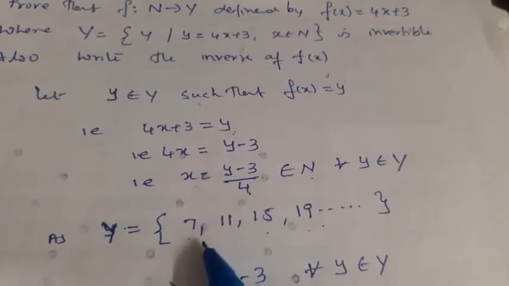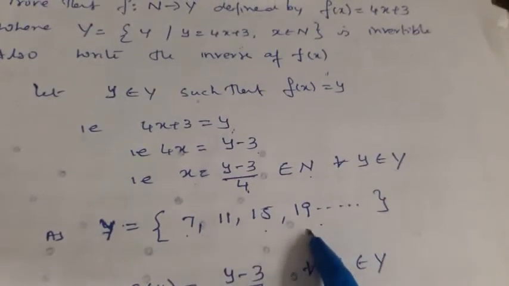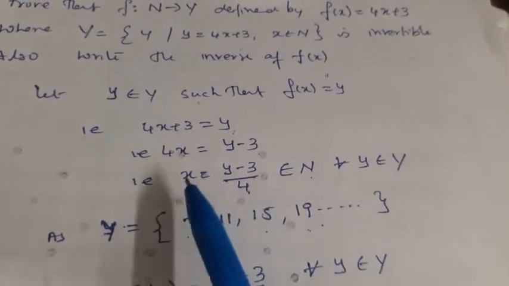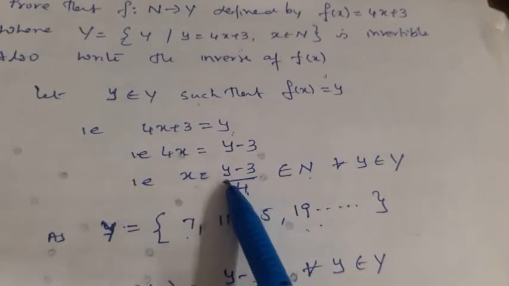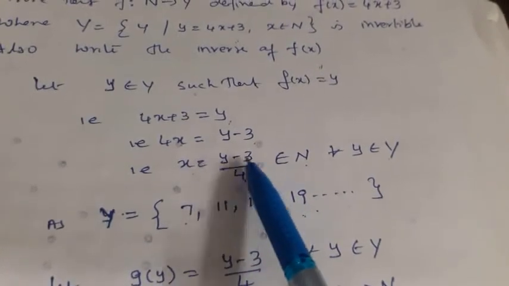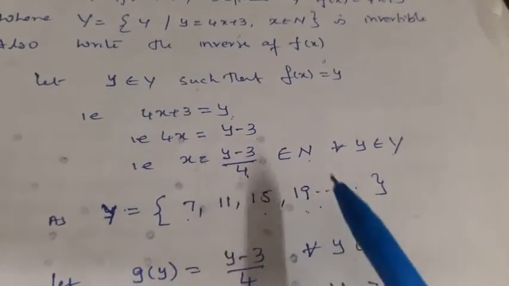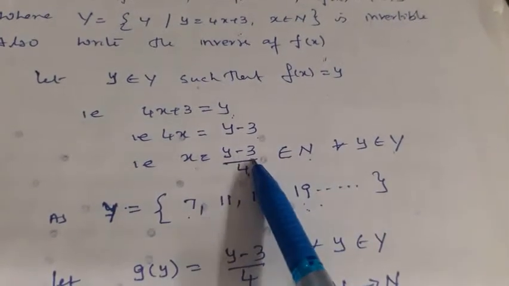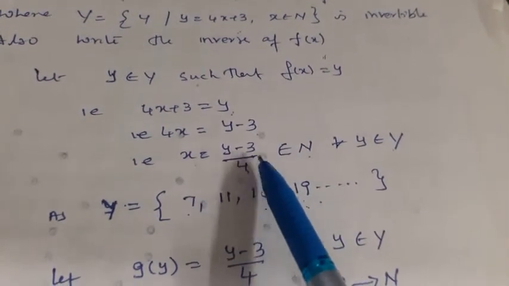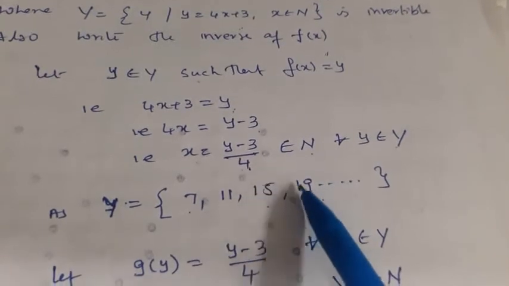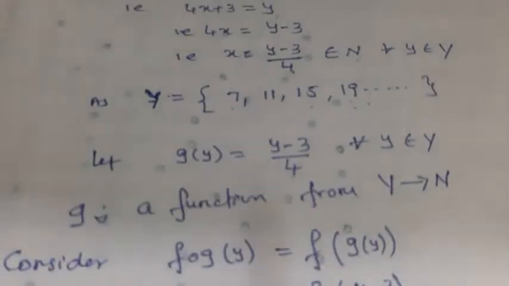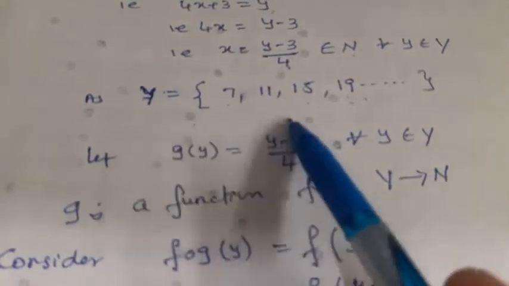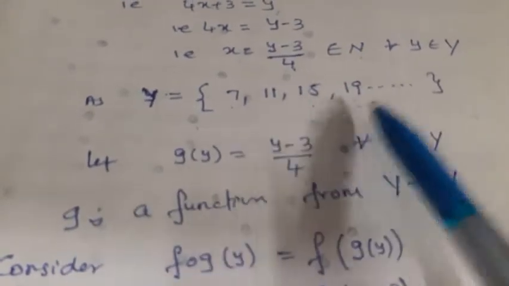And for all the elements in this, it is possible to get the value of x using this formula, which is a natural number. For example, if you put y is equal to 7, 7 minus 3 is 4, 4 by 4 is equal to 1. And if you put y is equal to 19, 19 minus 3 is equal to 16, 16 divided by 4 is equal to 4. You need not write this set in the exam, I just explained it here.